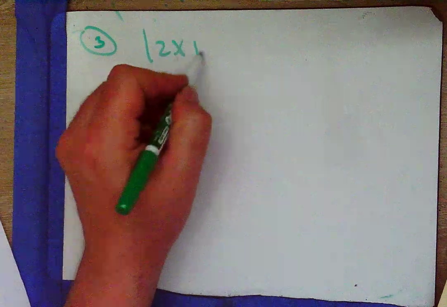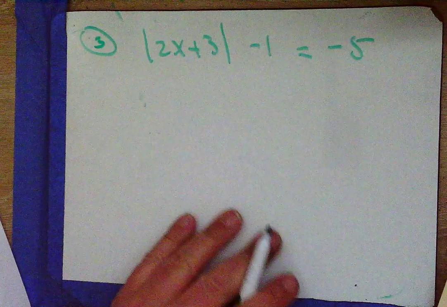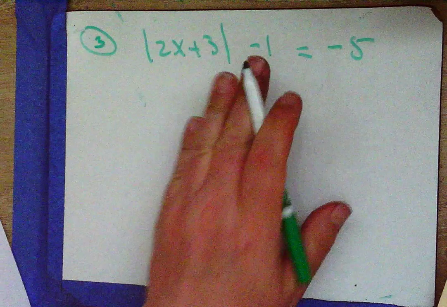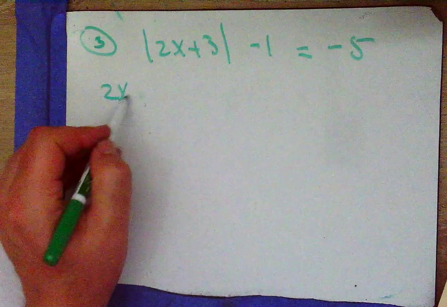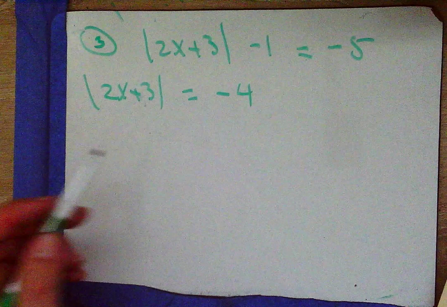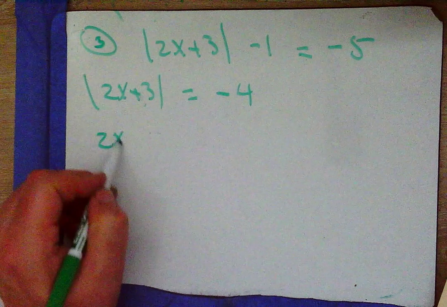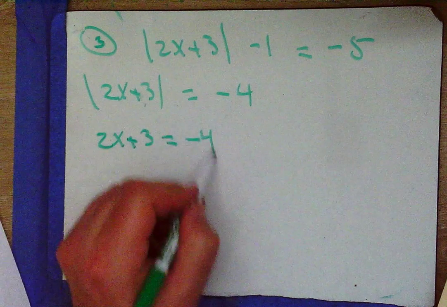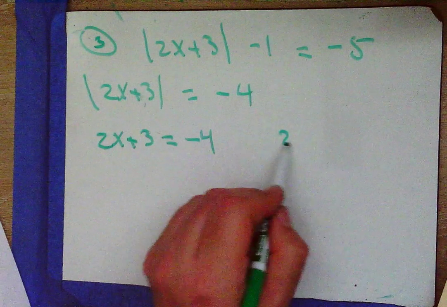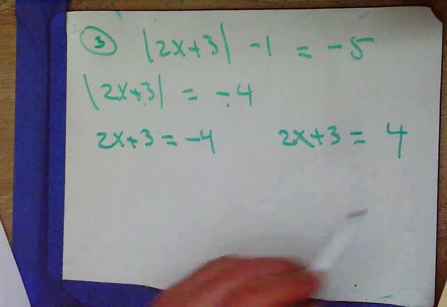And then the last one here on station 7, problem number 3 says 2x plus 3 minus 1 equals negative 5. All right, so we're going to add 1 to both sides. 2x plus 3 equals negative 4. And then I need to write the positive and negative components. So 2x plus 3 equals negative 4, and that's the positive component. The negative component, 2x plus 3 equals, change the sign, 4.